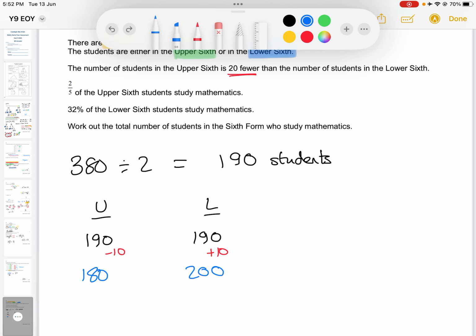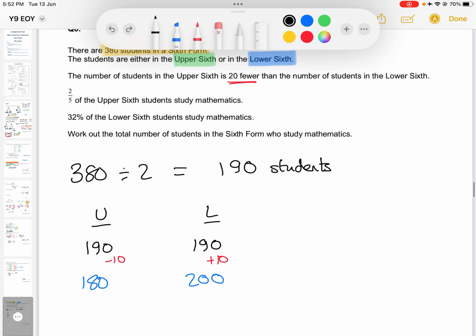The other way of doing it is to create an equation where, for example, if we pick the upper sixth as being the letter U, and then the lower sixth as being a value compared to U, we can write the lower sixth as being U plus 20 because the lower sixth is bigger. Or vice versa, I could pick the lower sixth as L, and then the upper sixth being 20 less, I could describe it as L minus 20. Either way, you can set up the following equation by adding these two things together and setting them equal to none other than the 380 that we started with. You then have an equation to solve.